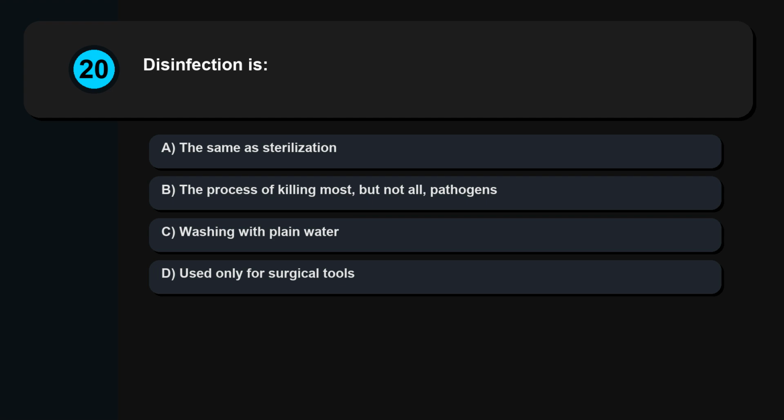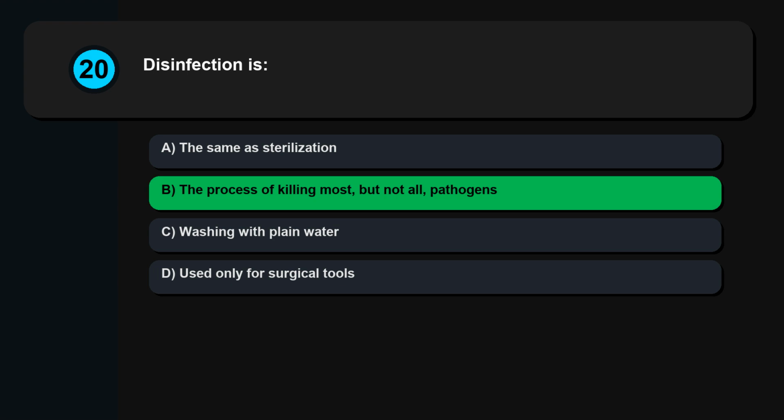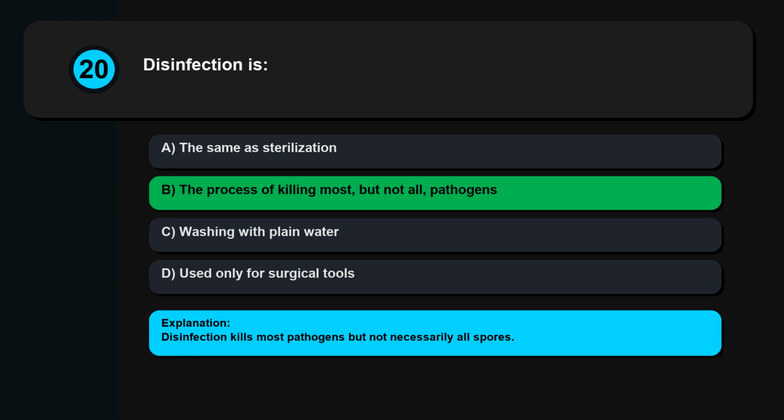Question 20. Disinfection is the same as sterilization, the process of killing most but not all pathogens, washing with plain water, or used only for surgical tools. Disinfection kills most pathogens but not necessarily all spores.